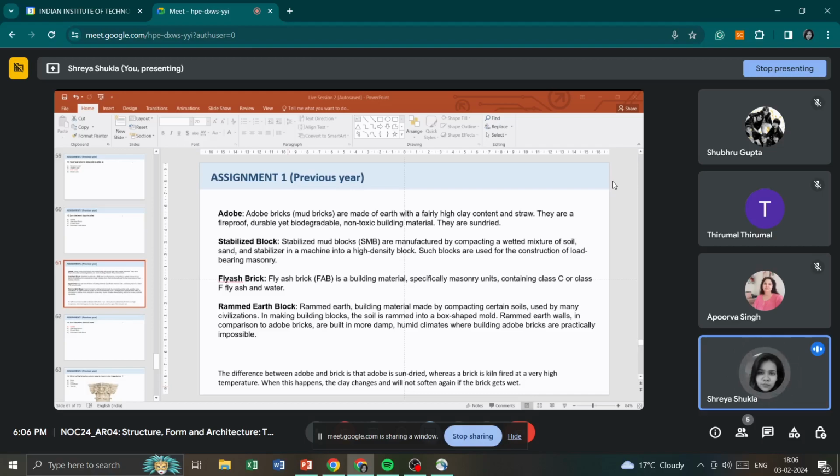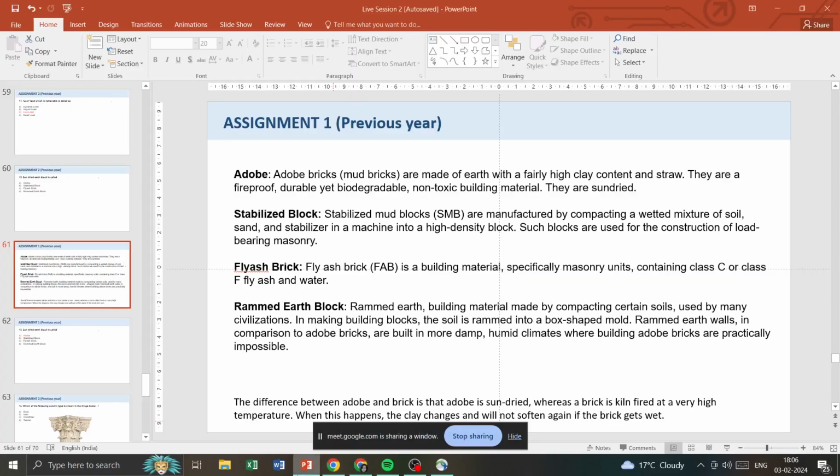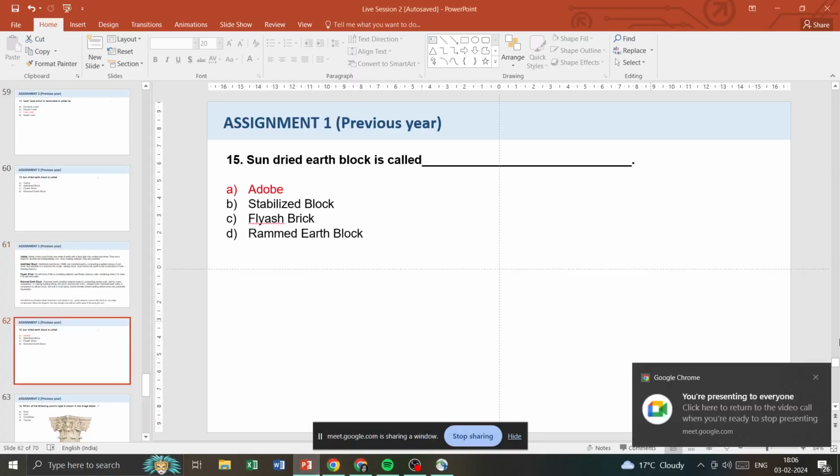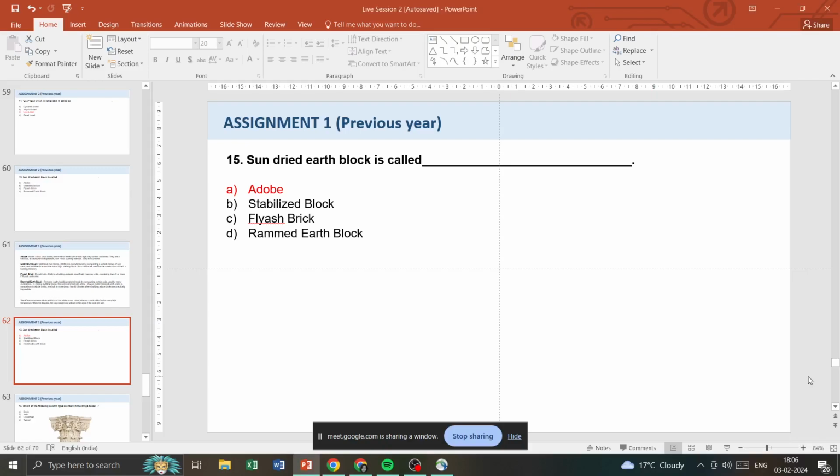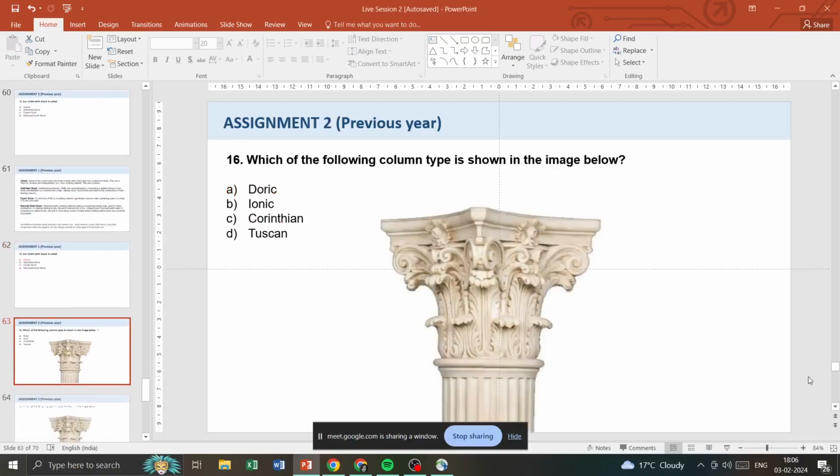In making building blocks, the soil is rammed into a box-shaped mold, and rammed earth walls, in comparison to adobe bricks, are built in more damp, humid climates where building adobe bricks is practically impossible. The difference between adobe and brick is that adobe is sun-dried, whereas a brick is kiln-fired at a very high temperature. When this happens, the clay changes and will not soften again if the brick gets wet. So our answer is sun-dried earth block is called adobe.